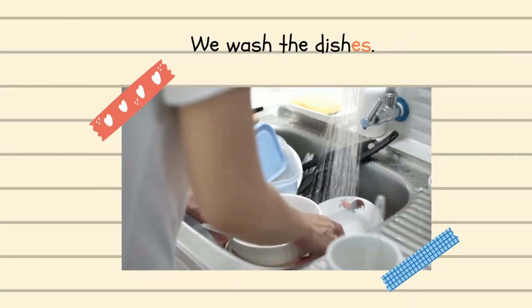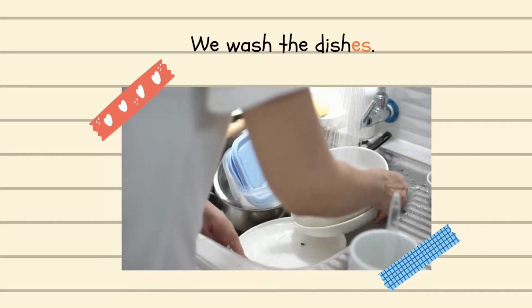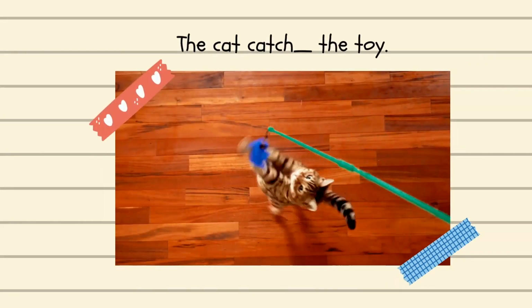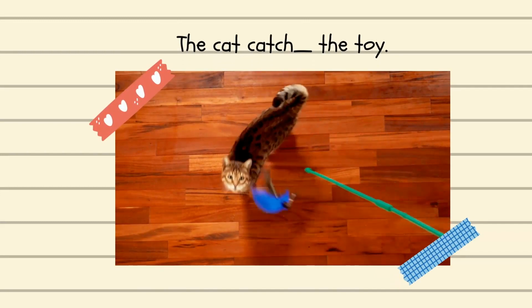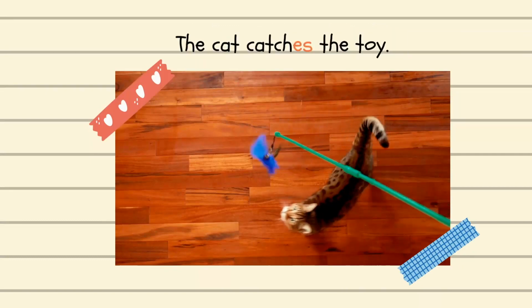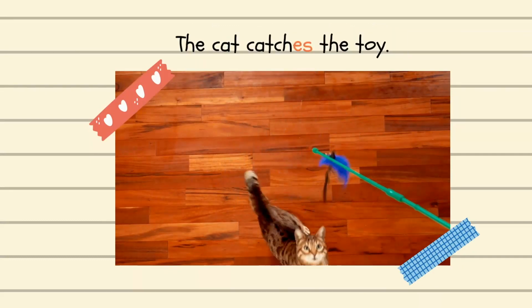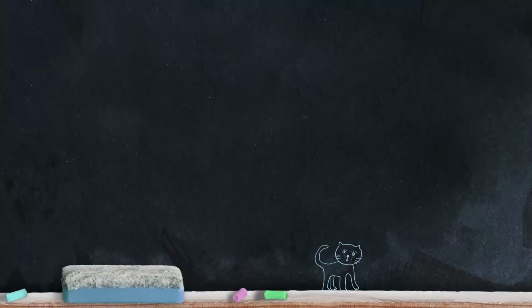The answer is, we wash the dishes. The inflectional ending es changes a word to its plural form. The answer is, the cat catches the toy. The es ending makes the word a present tense verb.